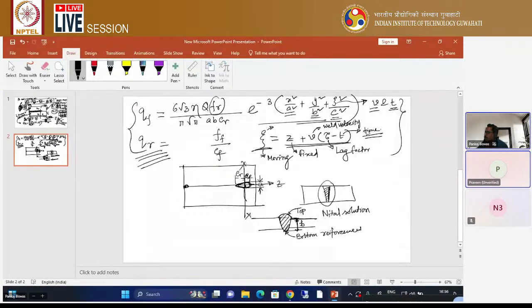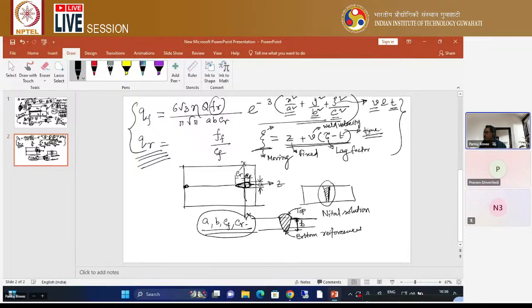So you have already got your A value, B value, CF value, and CR value. All these things you can easily calculate using the experimental bead geometry. That's why, for a particular welding geometry and welding operation, the first and foremost thing you need to decide is these parameters: A, B, CR, and CF.